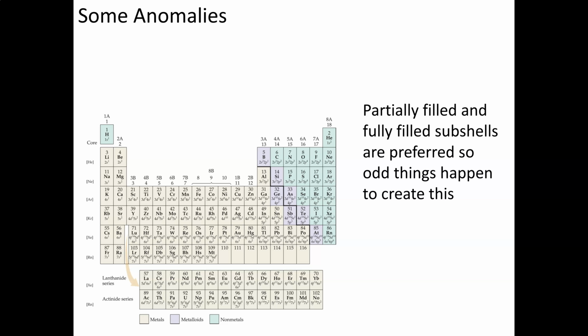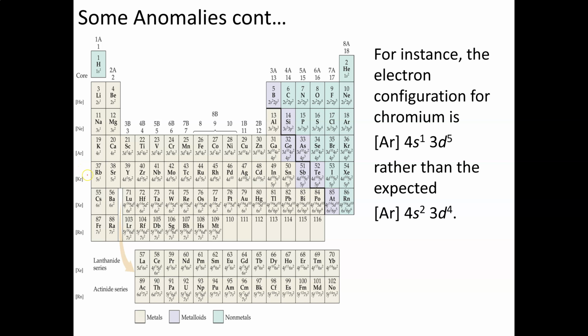Some anomalies: partially filled and fully filled subshells are preferred. So some strange things happen. You're like, what can be stranger than what I've just seen so far? Here's what happens. All right, chromium, right here, this whole group does something really, really weird. Now, you would think that it would be 3d5 4s1. For chromium's group, what it should be is 4s2, 3d4. How do I know that? This is d1, d2, d3, d4. Should be 4s2, 3d4, right? That's not what happens. It instead is 4s1, 3d5.